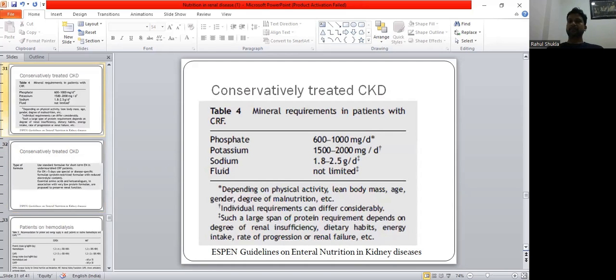Now coming to several other electrolytes, like phosphorus should be given around 600 to 1 gram per day. Potassium should be around 1500 to 2000 milligram per day. Sodium around 1.8 to 2.5 gram per day, based on whether patient has hypertension or not. Then fluid intake should be based on the urine output and whether there is edema or not. So depending on physical activity, lean body mass, these parameters should be decided. And dietary habits and energy intake should be kept in mind.